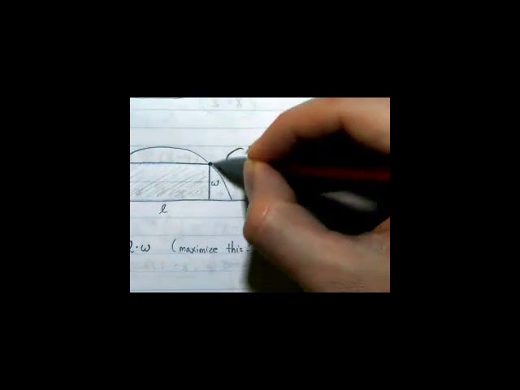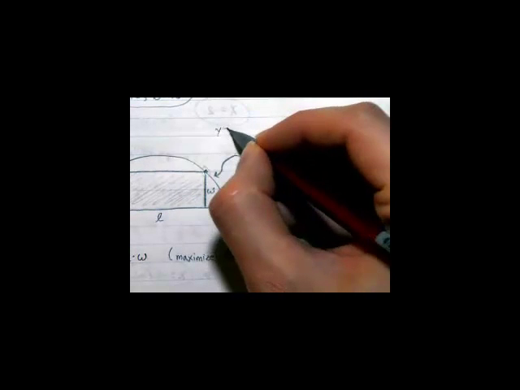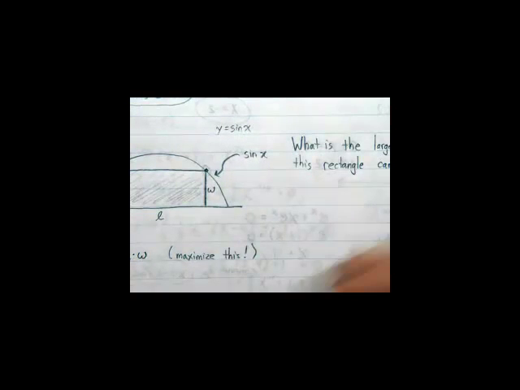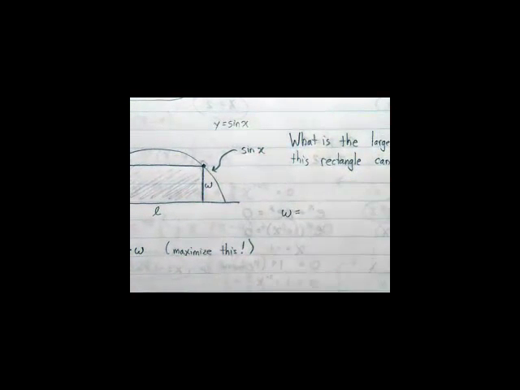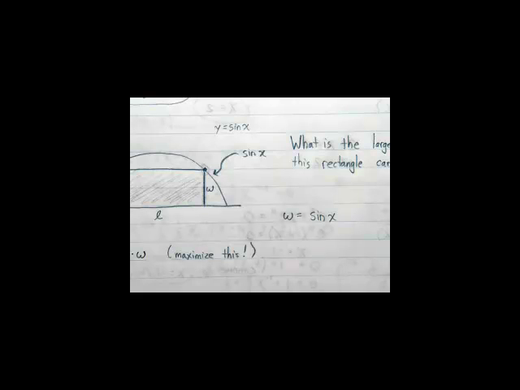Okay, this right here. Do you see how that is basically just the y value of this point right here? Does that make sense? So if this is the same as the y value of the function at that point, remember this function is y equals sine x. So W then is equal to simply sine x, because it's the y, and y equals sine x. Okay? We okay there? Okay.